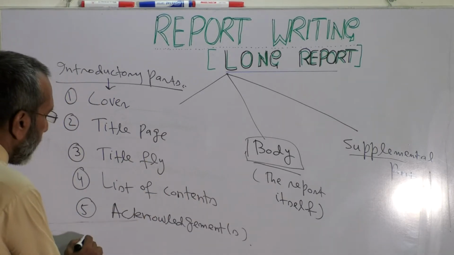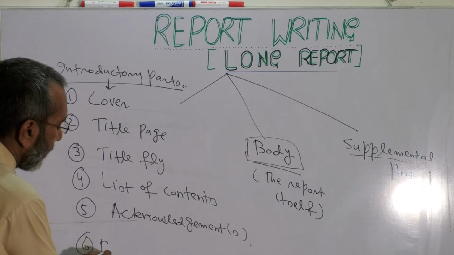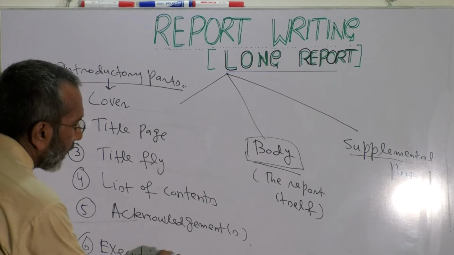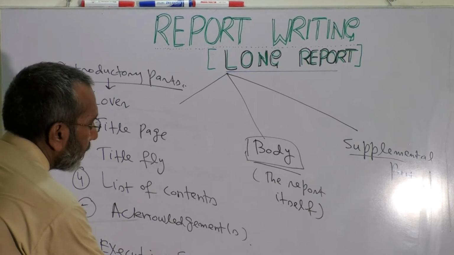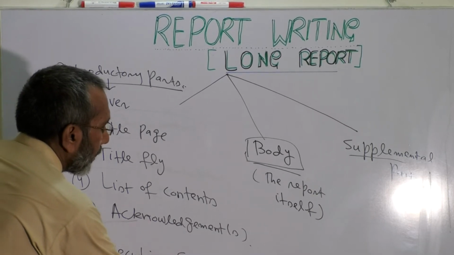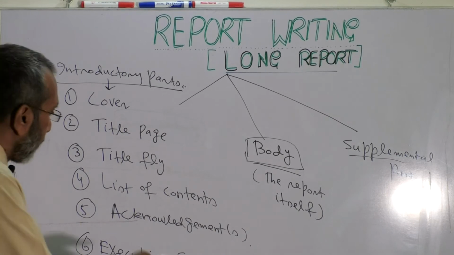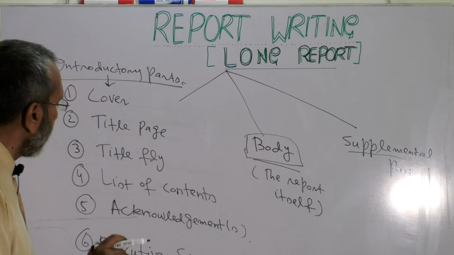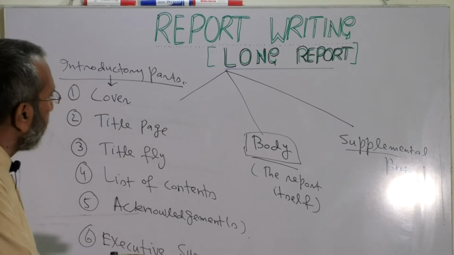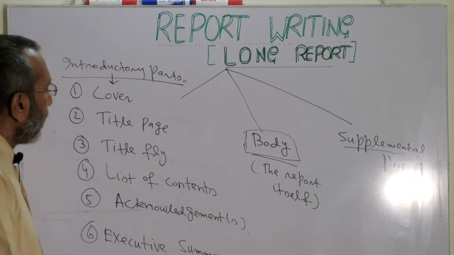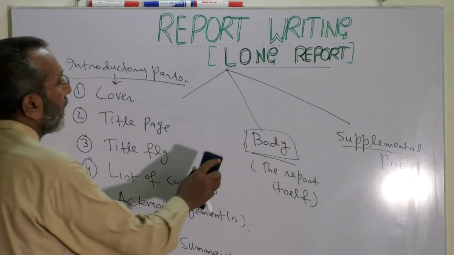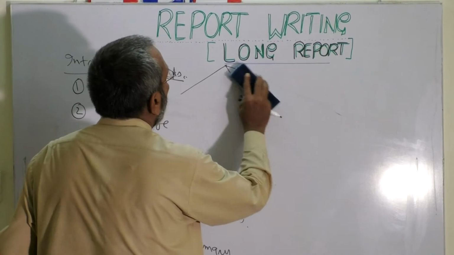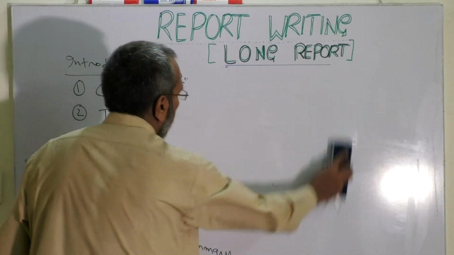Then executive summary. Is it clear? Executive summary. These 4-5 things are part of each and every long report. Clear? So there might be some other parts, but these are the basic ones. So let's dilate upon these parts. So for the time being, do forget body and supplement parts.